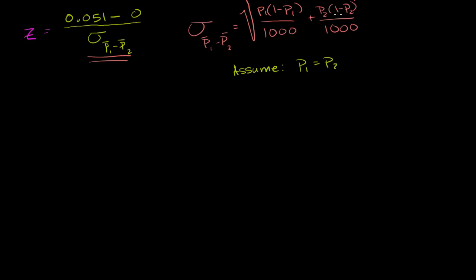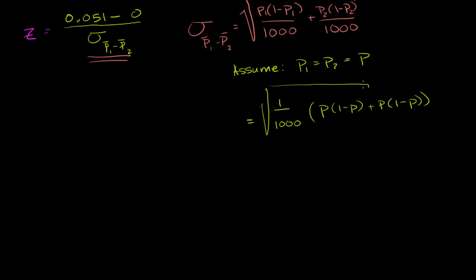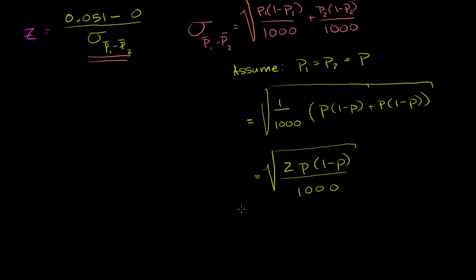So if P1 is equal to P2, we can just represent them as some true population proportion. So we could write it like this: the square root of, we can literally just factor out a 1 over 1,000, times P times 1 minus P plus P times 1 minus P, because they're going to be the same value. That's what we're assuming in the null hypothesis. And so this is just two of these over here. So this is going to be equal to 2P times 1 minus P, all of that over 1,000, and we're going to take the square root of that. Now this is the standard deviation once again of the distribution of this statistic right over here, the sample proportion for the men minus the sample proportion of the women.